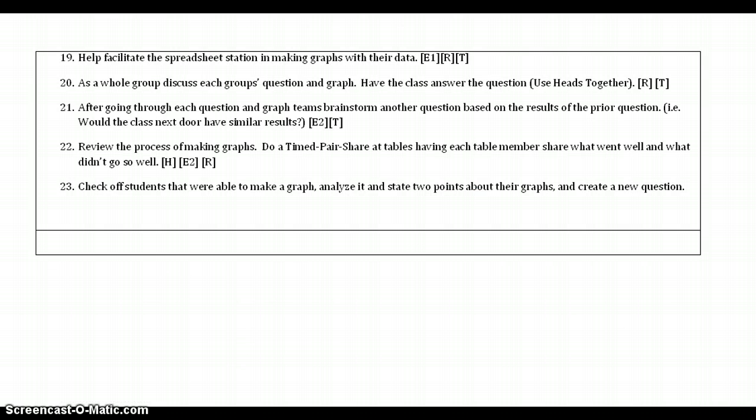So in ending this unit, we would come back together as a whole group and discuss each group's question and graph, and then have them answer questions regarding each of the team's graphs. And we would follow up with coming up with new questions that we could ask based on what our data and graphs show. So this concludes my unit on spreadsheets. I hope you've all enjoyed it. Thanks.